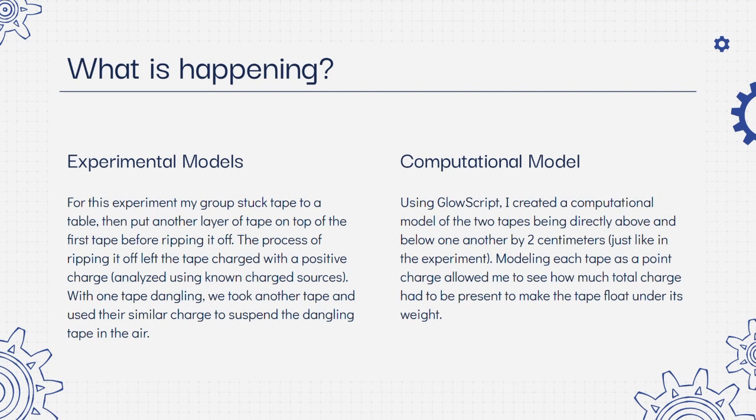And then we would hang one of these tapes like a rope bridge and pull another tape under it, and they would repel each other. And we could suspend that, sort of like if we were to suspend the rope bridge in the air. Then using GlowScript, I made 2 point charges, hung them at the same exact height that we measured in the experiment. And then we could use this to calculate information about our experiment.